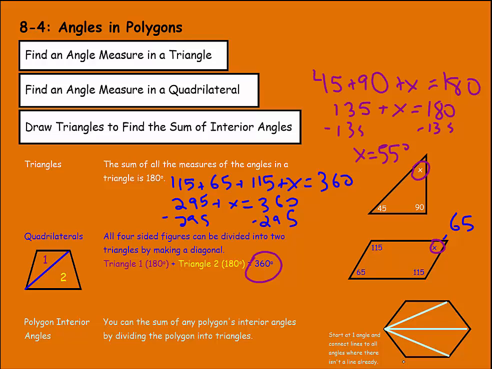Well, how many triangles does that make? 1, 2, 3, and 4. Well, each triangle is 180 degrees, so 180 degrees times 4 would equal 720 degrees. So even though this figure had many sides, we split it up into triangles and we're able to solve that.